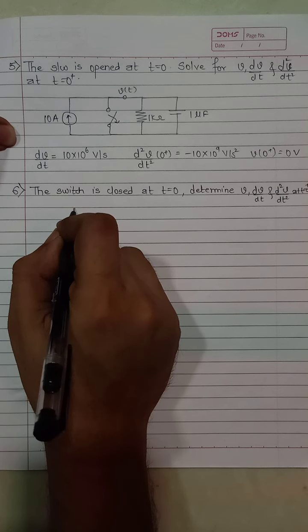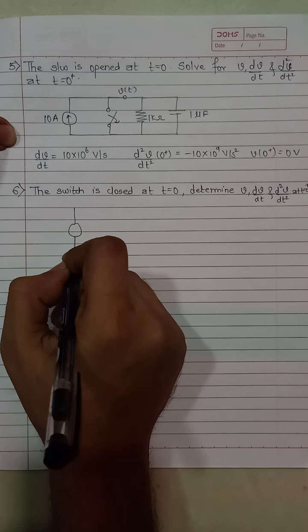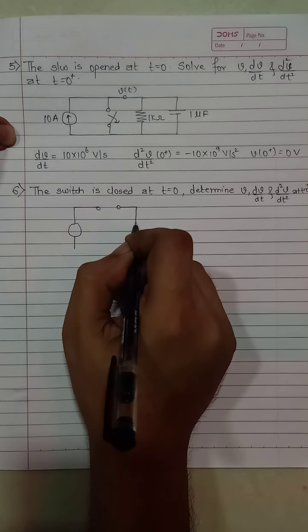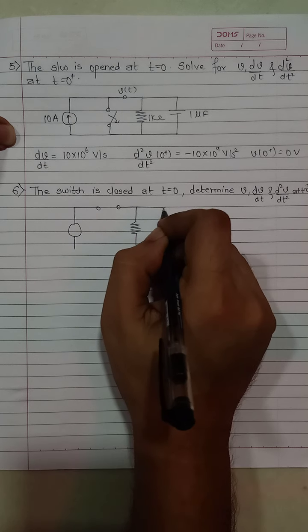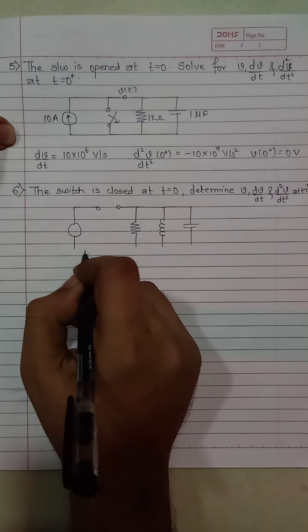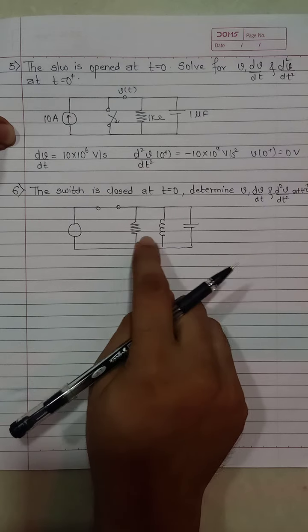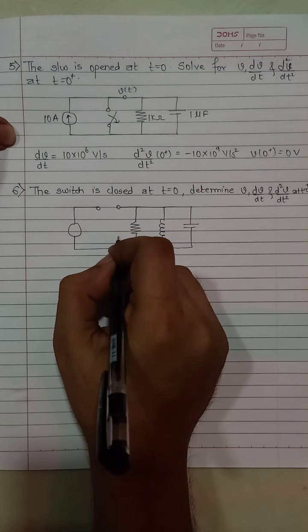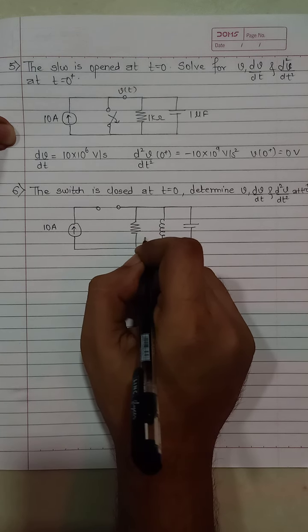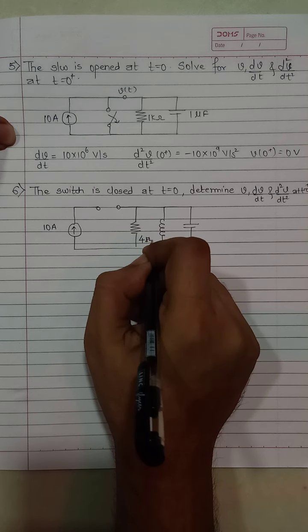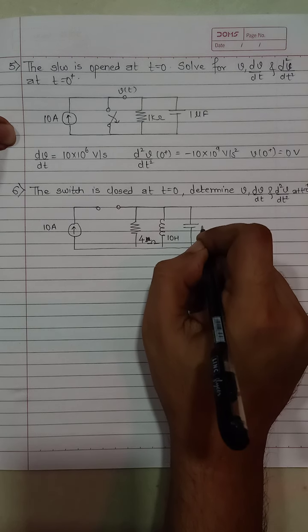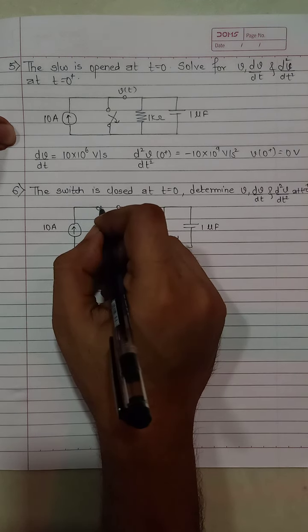The diagram given is resistor, inductor, capacitor. So you have parallel RLC circuit. This is given as 10 ampere. Say this is 4 ohms. This is 10 Henry. This is 1 microfarad.